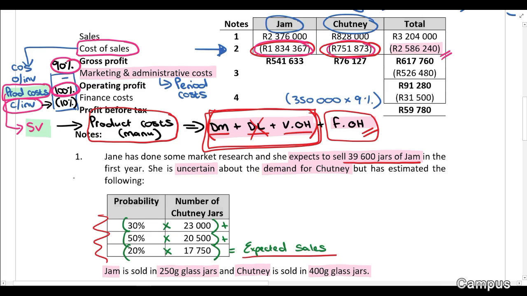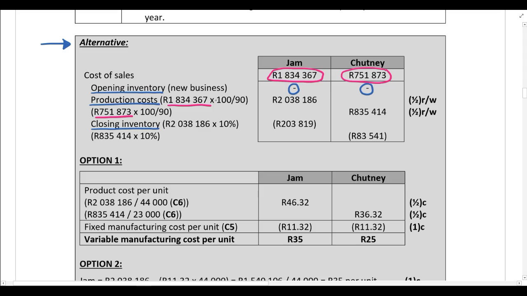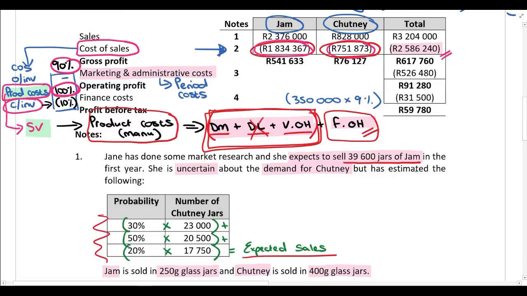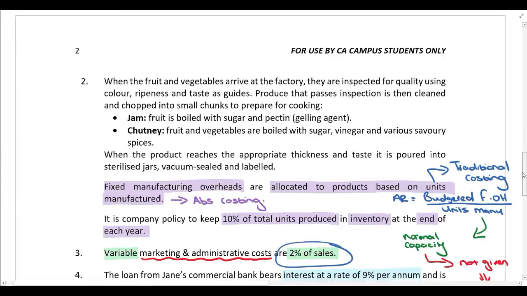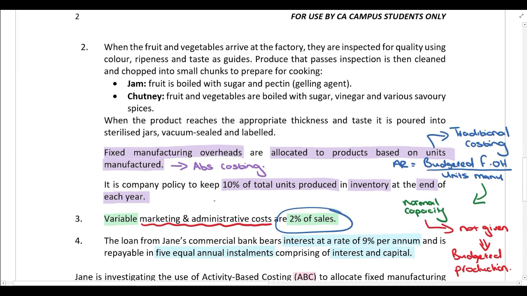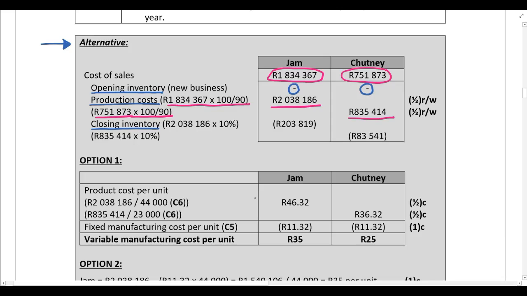So we're going to divide by 90%. So you multiply by 100 over 90, and that will give you the production cost for jam and the production cost for chutney. Then closing inventory is a very simple calculation because you were specifically told in the scenario that it is company policy to keep 10% of total units produced in inventory at the end of each year. So all you need to do is take the production cost and multiply by 10% for each of the products in order to calculate closing inventory.